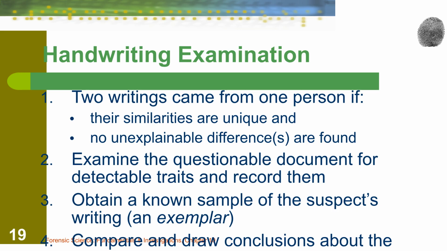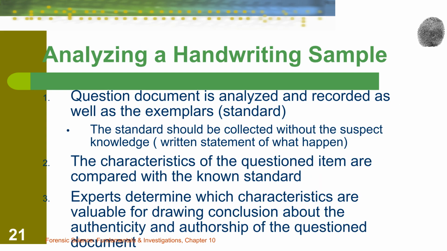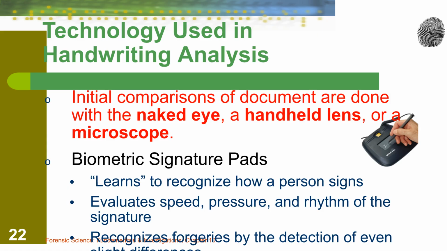The process involves examining the questionable document, obtaining an exemplar, and then comparing them. Handwriting analysis can also help detect forgeries, which are documents made, adapted, or falsified with the intent to deceive someone. Analyzing a handwriting sample involves comparing the questioned document to exemplars. The known standard should be collected without the suspect's knowledge. Experts compare characteristics to conclude on authenticity and authorship. Technology aids handwriting analysis.